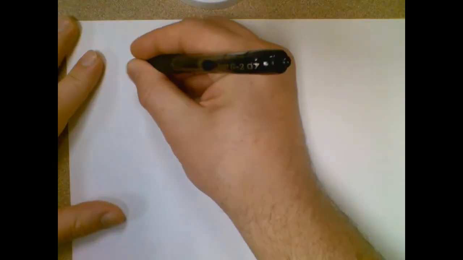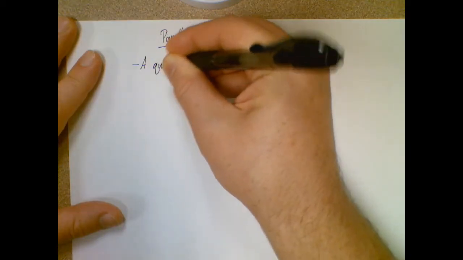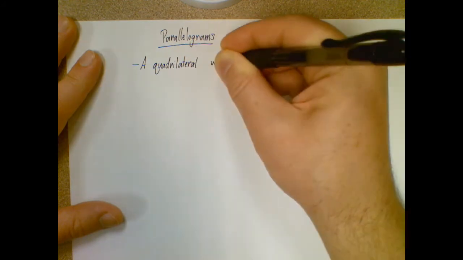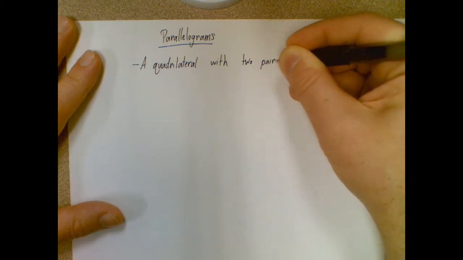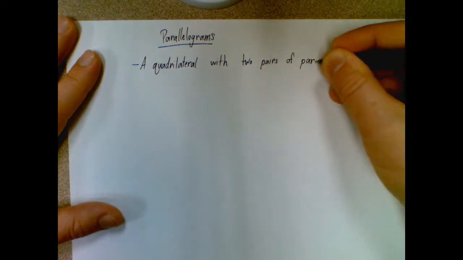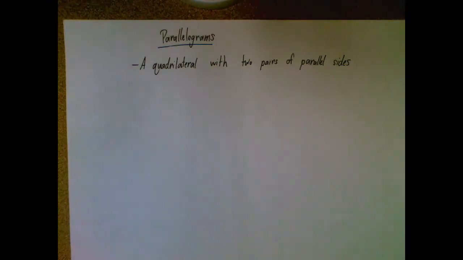So what is a parallelogram? A parallelogram is a quadrilateral, so still sticking with four sides, with two pairs, so two pairs would be four, so all of them, two pairs of parallel sides. So every side is going to be parallel to the one opposite. Obviously, it's not going to be parallel to the one next to it because they would run into each other at the corner or the vertex. So they're going to be parallel to the sides opposite of them.